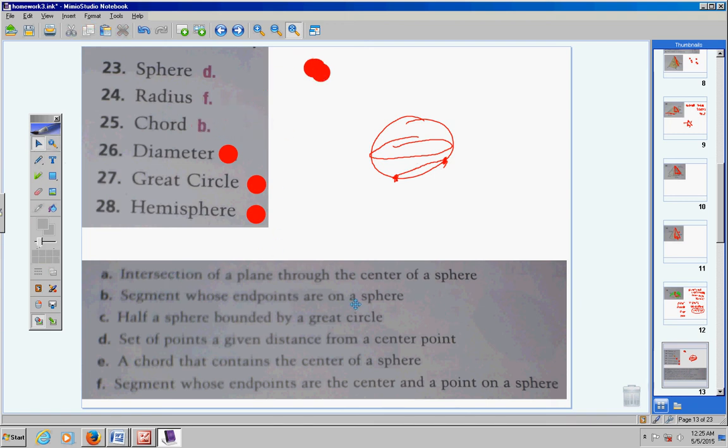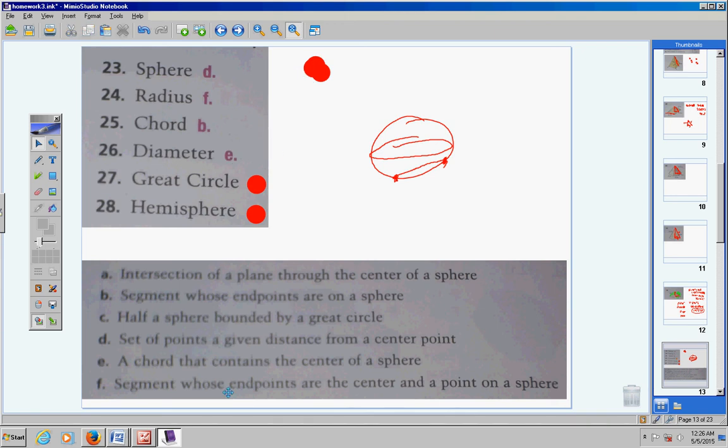Now number 26, the diameter. Well guys, the diameter is a chord that contains the center of the sphere. Think about it. A diameter is simply a chord. That means it goes from edge of the sphere to edge of the sphere. But it has to contain the center of the sphere. In other words, the chord that you draw from the edge of the sphere to the edge must pass through the center, and that would be the diameter, which is letter E.